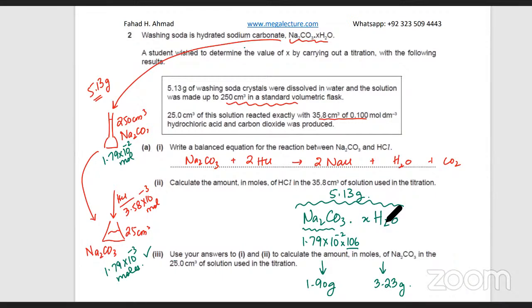So the next part, how do you find X? Because X is a mole ratio, right? So we have the moles of this, and now we can find the moles of water as well. So how many moles of water will there be? That's the mass of water divided by 18. So how many moles do you get? Say 0.18.